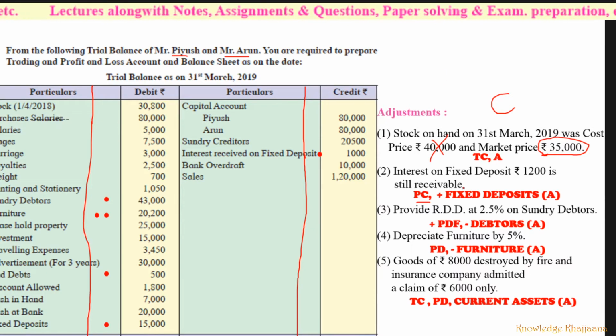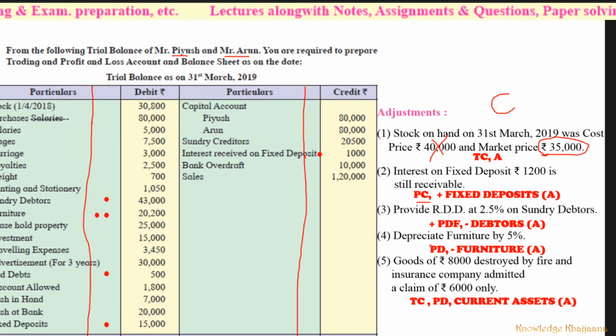Next, provide RDD at 2.5% on sundry debtors. See, this is the new RDD. So profit and loss account debit side. So we will mark against bad debts. But see, bad debts are not there in this trial balance, right? Sorry, yes, bad debts are there in this trial balance. So we'll make one mark against bad debts. Then that much of amount we will deduct from debtors. So we will make one mark against debtors for the new RDD.